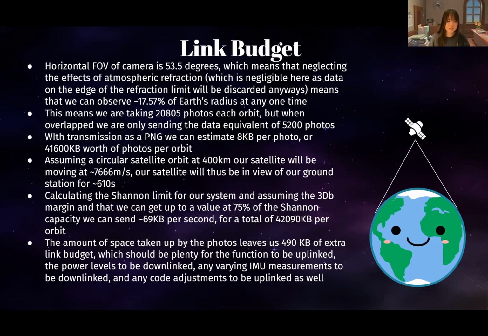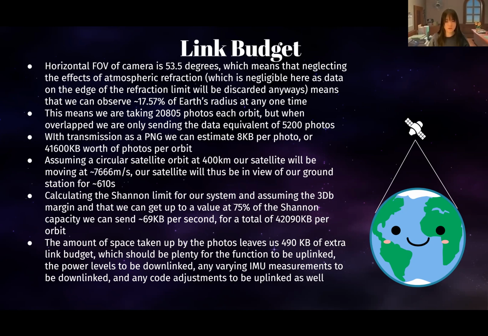20,805 photos. But since each photo will be averaged for both storage and transmission with 4 other photos, we are effectively dealing with 5,200 photos. Estimating the size of each photo with the margin of error after compression as a PNG, we are generating 41,600 kilobytes of data per orbit.